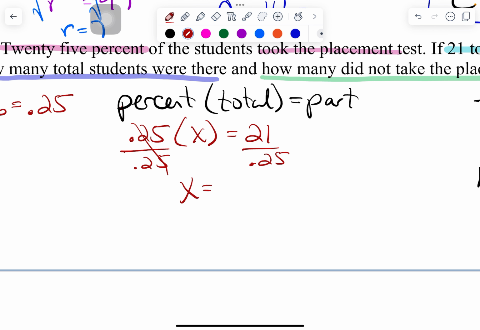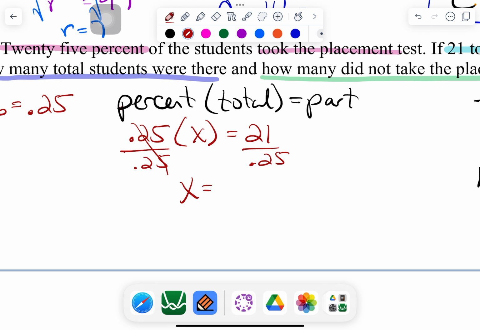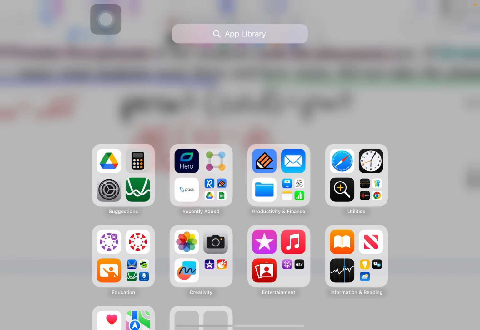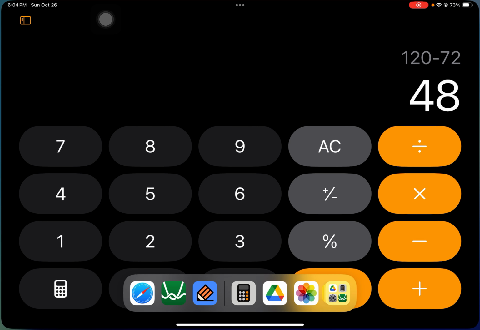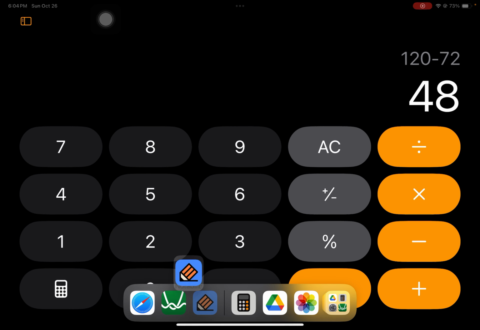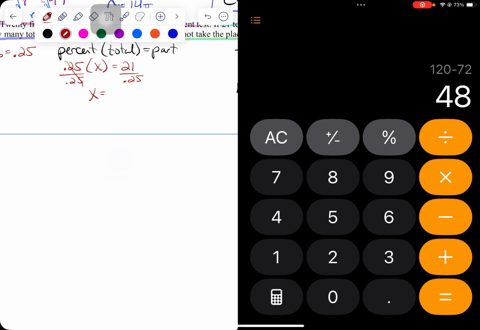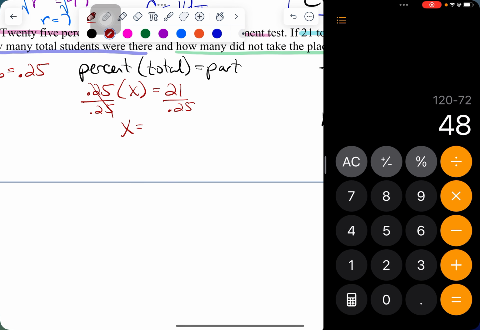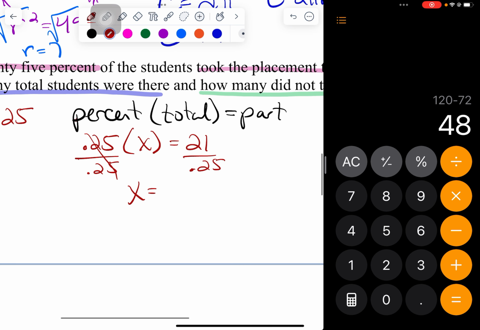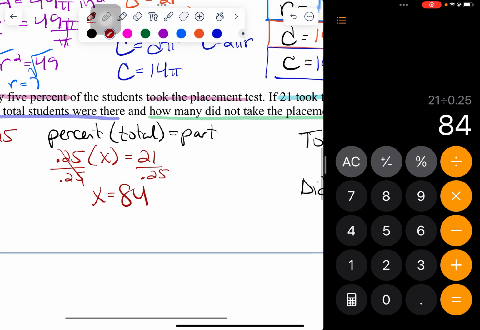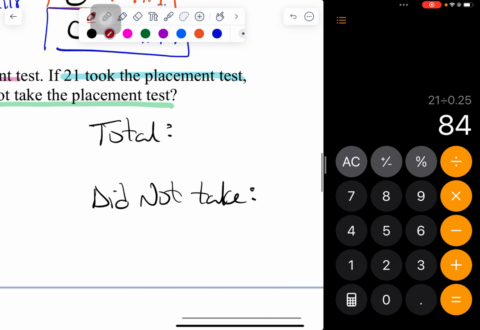So x equals, let me grab a calculator if I can. Calculator, there we go. And put my notes back up here. Split the screen. I don't need the calculator to be quite as large. So clear off whatever was in there. So 21 divided by 0.25, 84. So how many total students were there? 84 students.